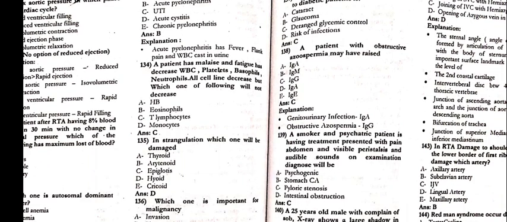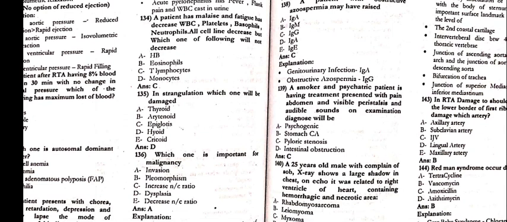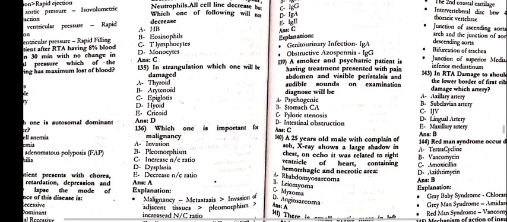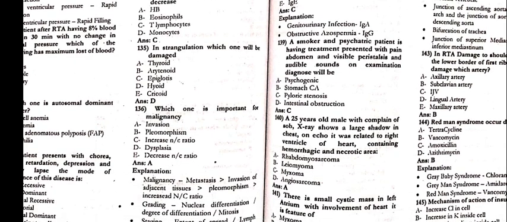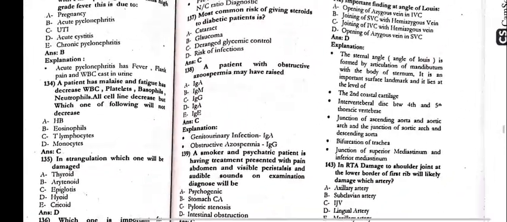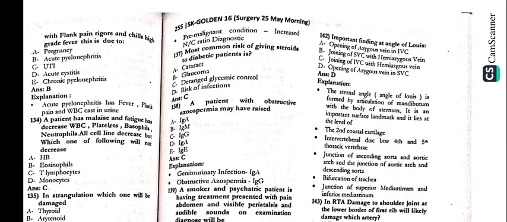134, the patient has malaise and fatigue, has decreased TLC, platelets, basophils, neutrophils, all cell lines decrease. Which of the following will not decrease? The Charlie, the T lymphocytes. 135, in strangulation, which one will be damaged? That is delta, hyoid bone. 136, which of the following is important for malignancy? That is alpha, infusion. Next, 137, most common risk of giving steroids to the diabetic patient is Charlie, the deranged glycemic control.